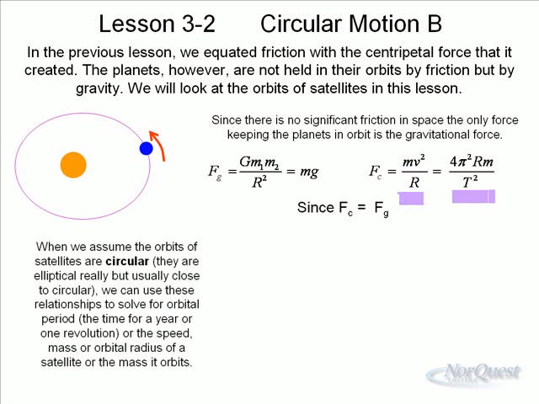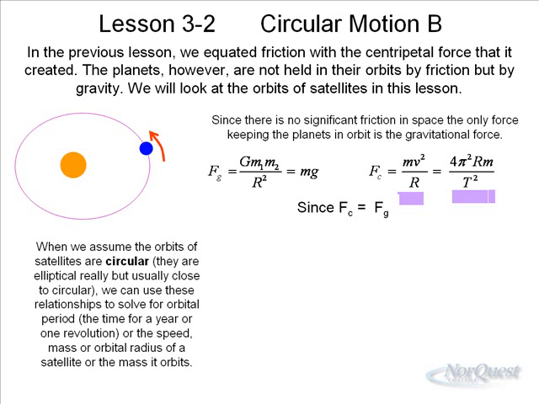When we assume the orbits of satellites are circular, though they are really elliptical, we can use these relationships to solve for orbital period. The orbits of the planets are close to being circular, so it works out fairly closely. Of course, if you really want to get specific, you have to bring into the equation that it's elliptical. It makes the mathematics a little more difficult. This is something Newton and Kepler discovered back in the 16th and 17th centuries.